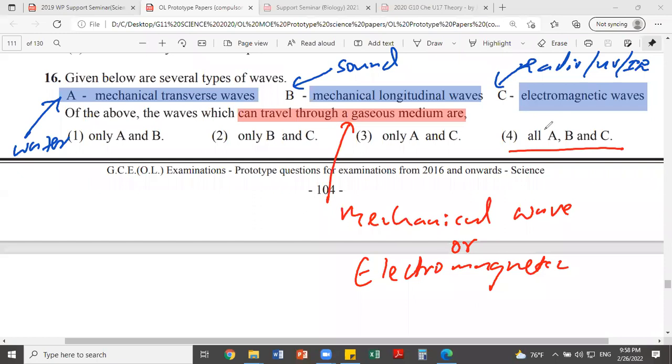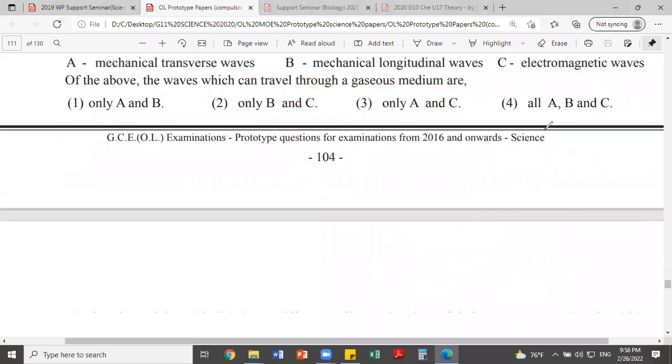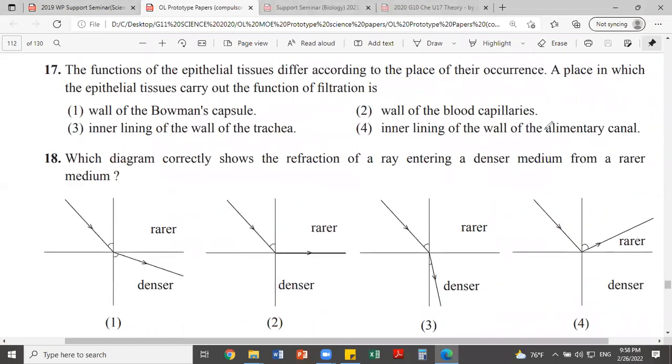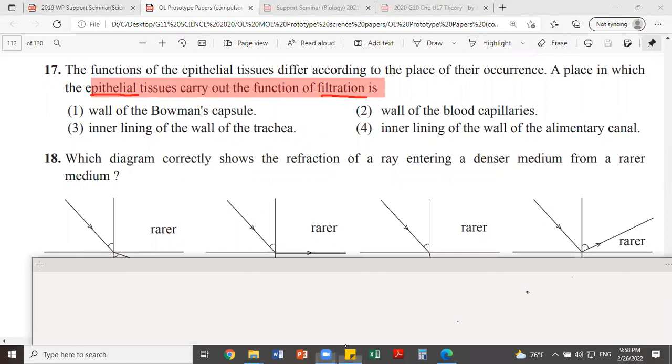Then question number 17. I'll erase the screen. 17th MCQ: the place where epithelial tissues carry out the function of filtration. Epithelial, filtration. Who can give me the answer? Number 17, any volunteers?